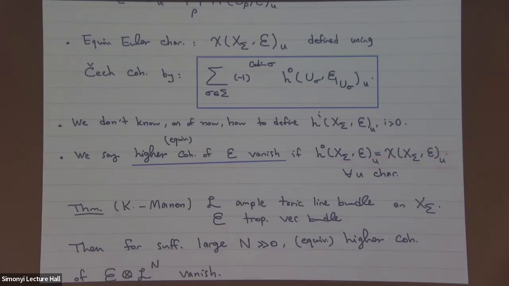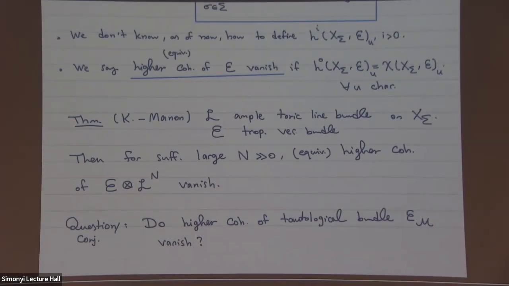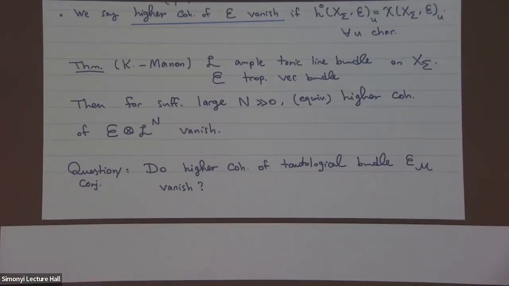We do not have the higher cohomologies, but if they vanish, the Euler characteristic should be equal to H0. I take this as the definition of vanishing of higher cohomologies, or at least that's the term I'm using in this slide. And so far we have some vanishing of higher cohomology results, which is not really that obvious. There are some non-trivial tricks to prove it. We can also easily define the tensor product of these tropical bundles with line bundles. So if you have an ample toric line bundle, for sufficiently large tensor power with an ample one, higher cohomologies vanish. And then the question which I've asked my student to look at is whether higher cohomologies of the tautological bundle vanish.